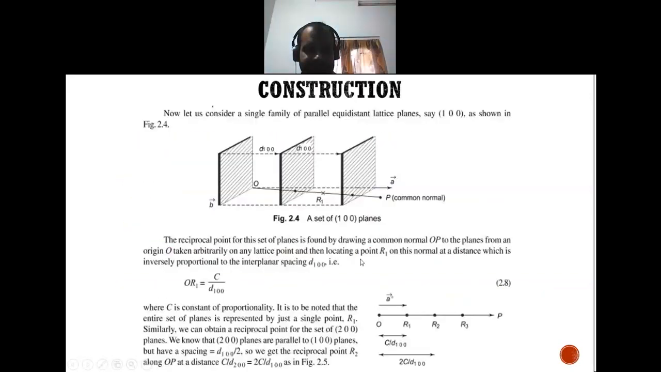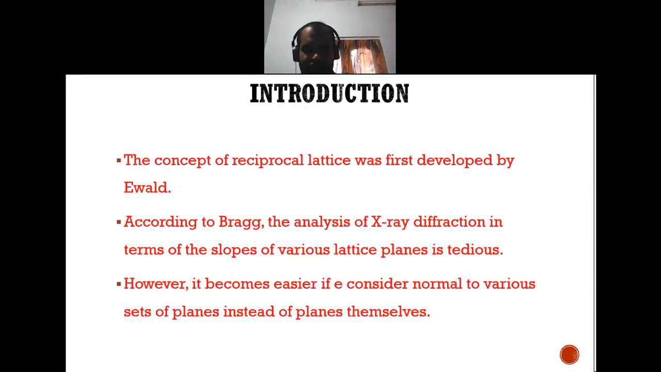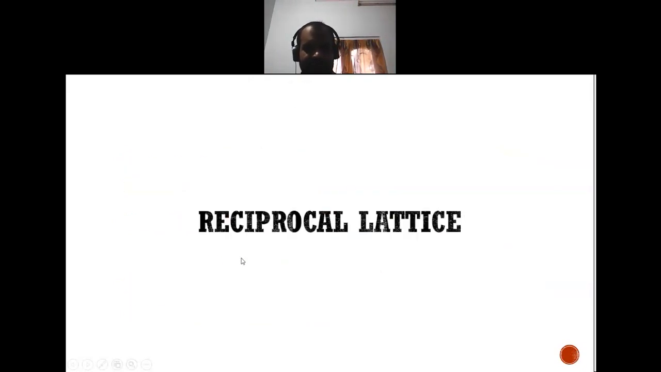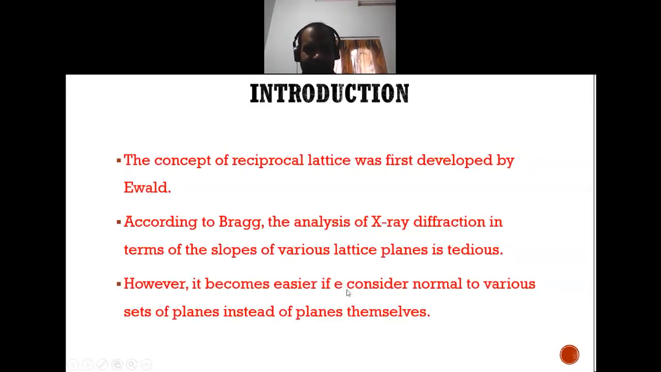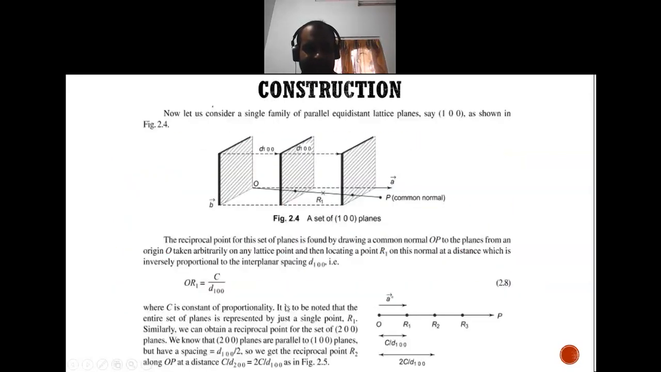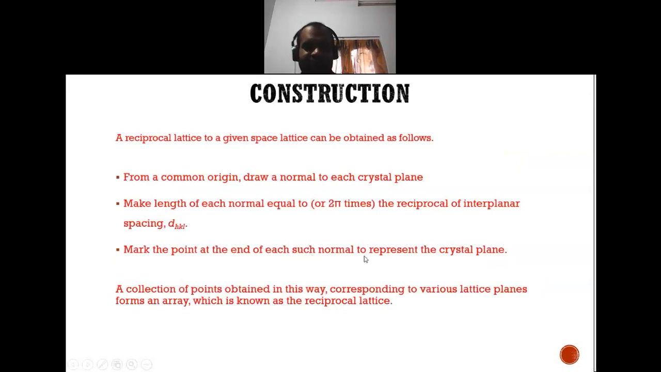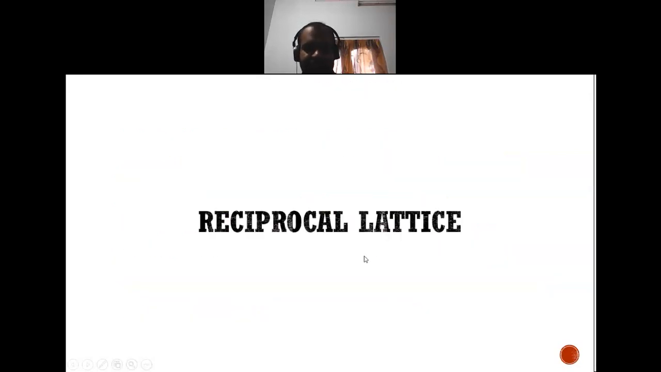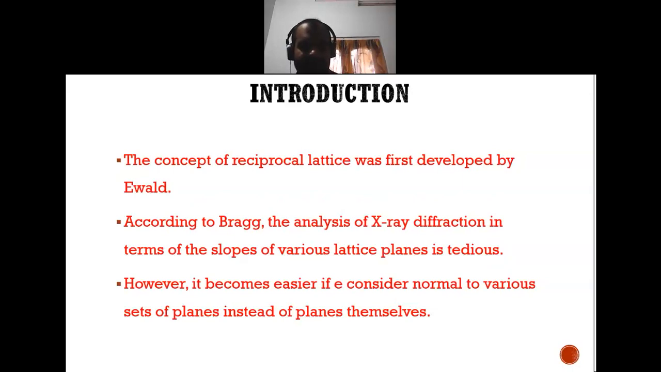Reciprocal lattice is another topic which is quite a long topic. I'm not sure we can finish this in this particular class. But let me go to the introduction part, and the rest of the things we'll learn in the next class. So, reciprocal lattice. Why is it important?